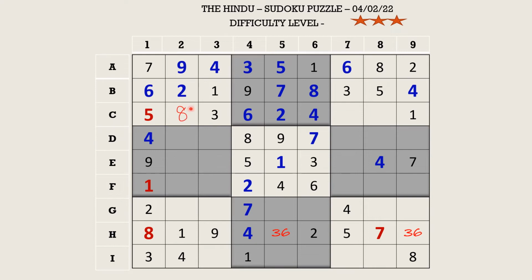In the third block, there are 2 empty cells and the missing numbers are 7 and 9. There is a 7 in column 8 blocking here. So C8 takes 9 and C7 takes 7.